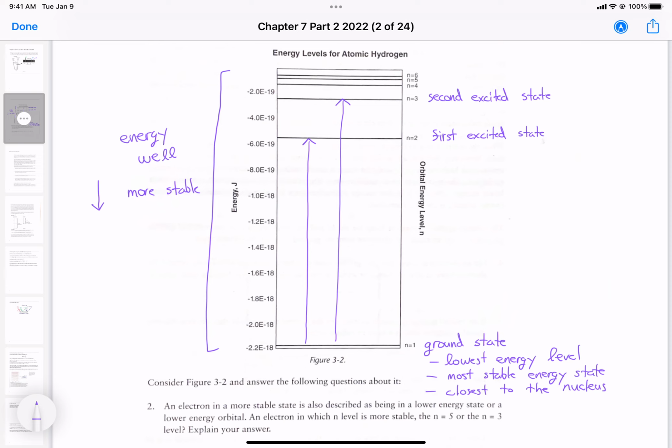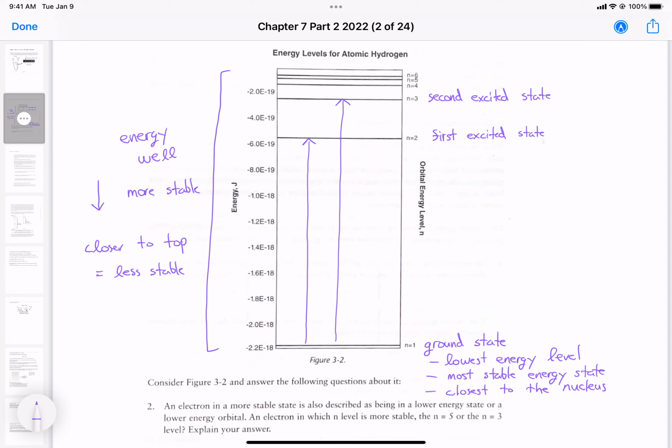All right. And then closer to the top, that's going to be less stable because now the electron has more potential energy to move freely.